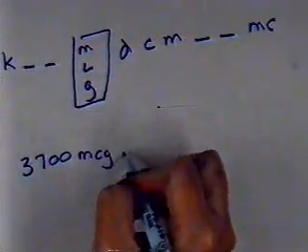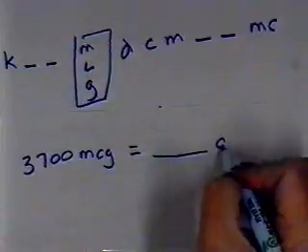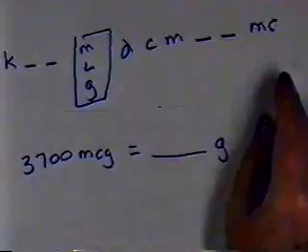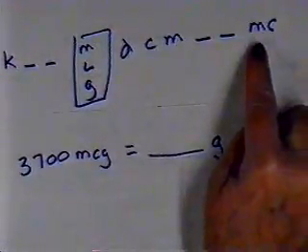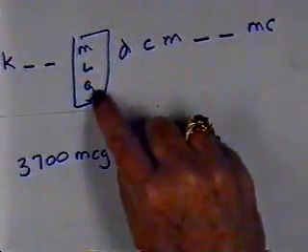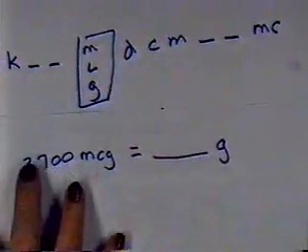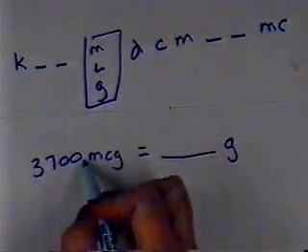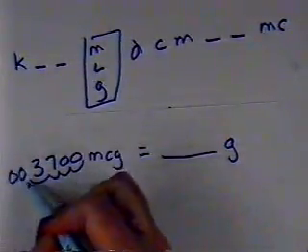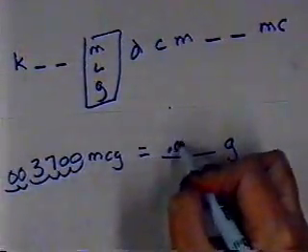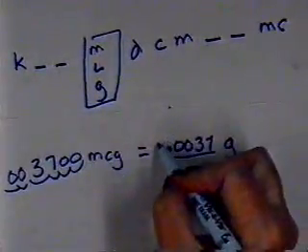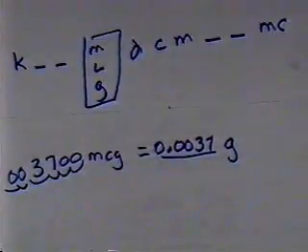3,700 micrograms to grams. I have to move all the way from micro to gram. 1, 2, 3, 4, 5, 6. And it was to the left. 1, 2, 3, 4, 5, 6. 0.0037. You don't put the zeros at the end, but you need one here at the front.